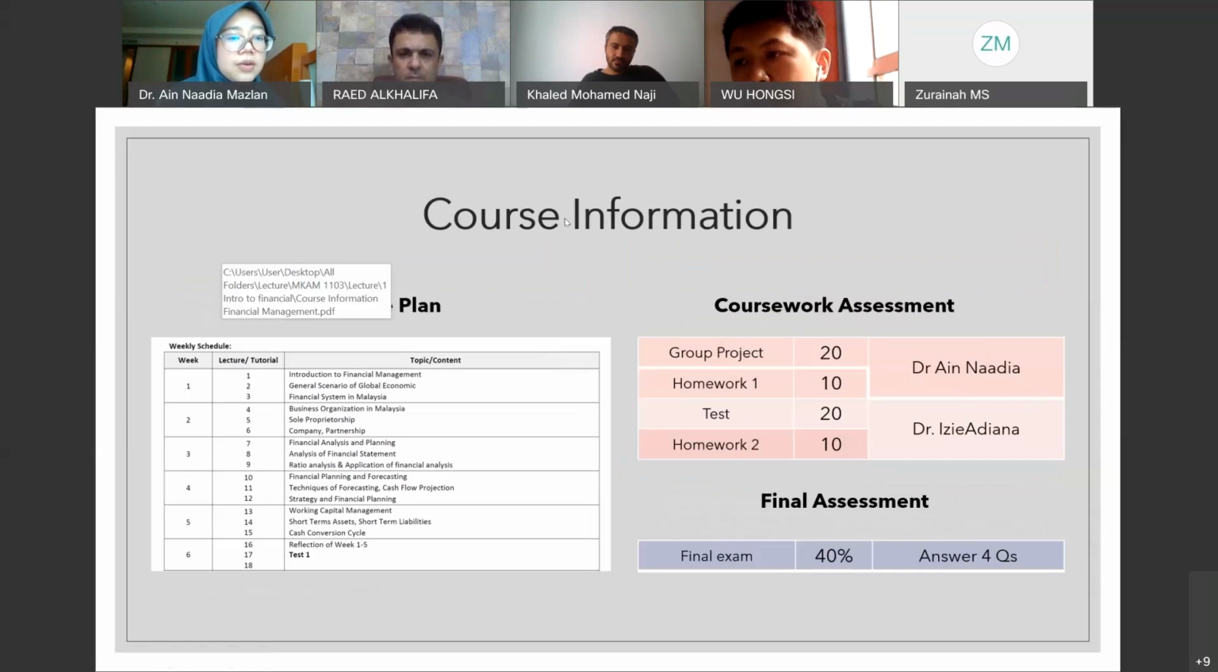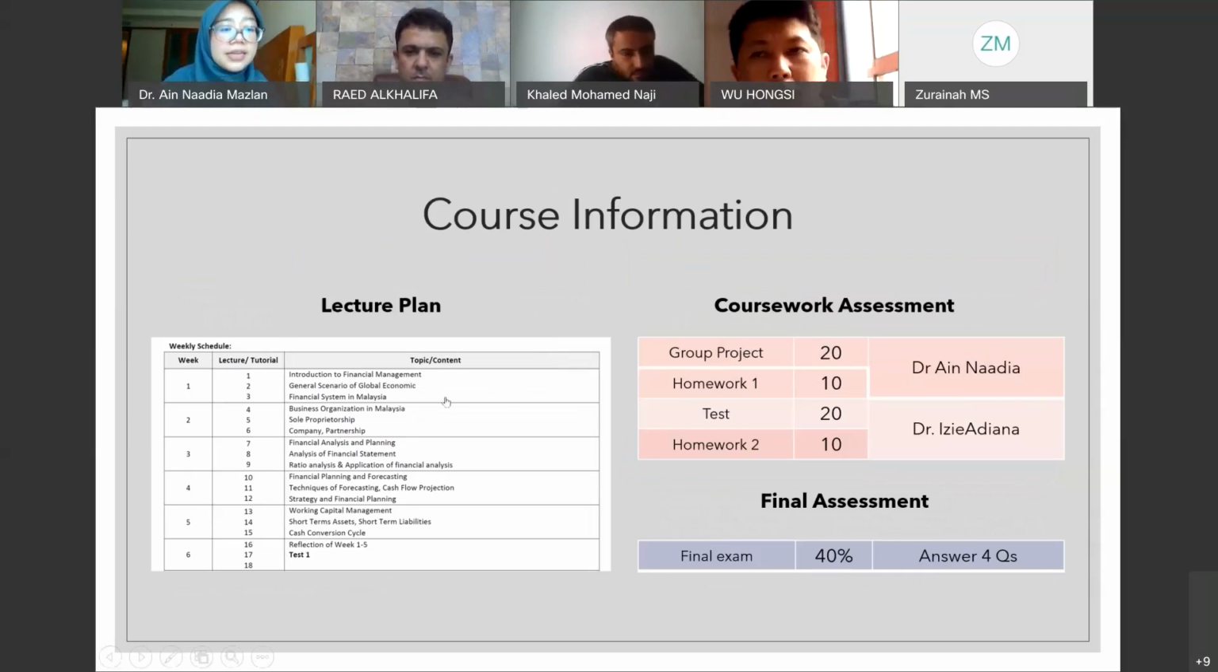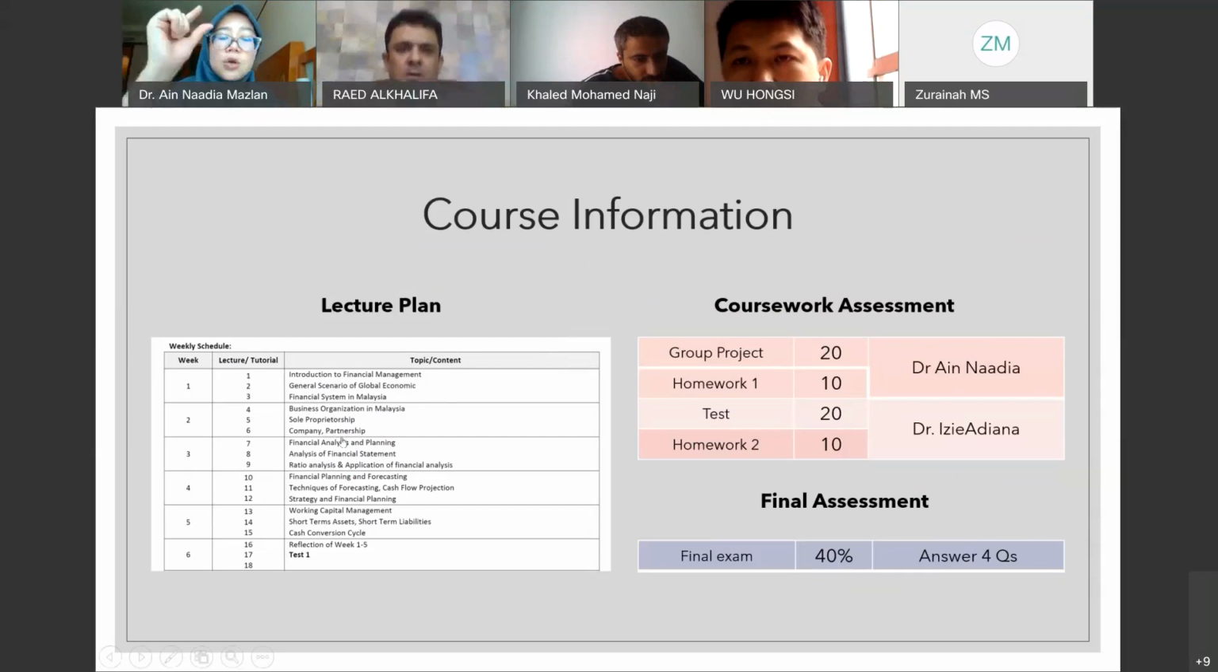Next. Okay, so this is my part: what we're going to see in the lecture plans. The introduction to financial management, the general scenario of global economics, and the financial system in Malaysia. We're also going to look at business organizations, because business organization is actually about sole proprietorships, companies and partnerships. It's quite related, so I just put it in week 2.